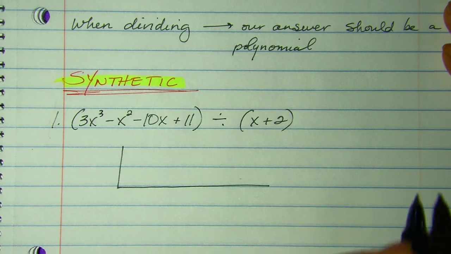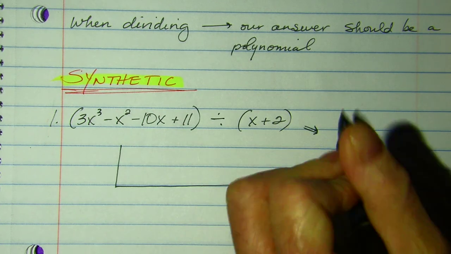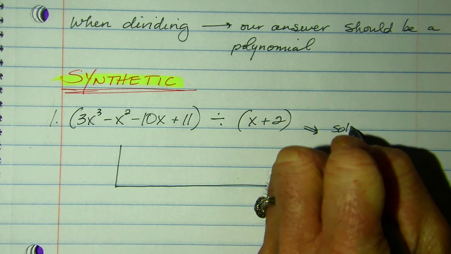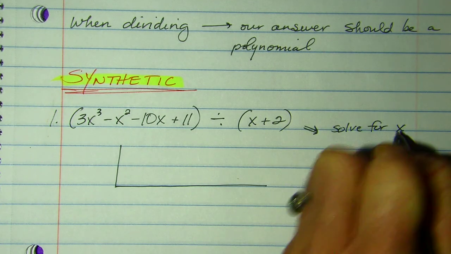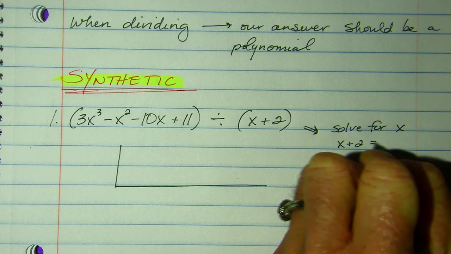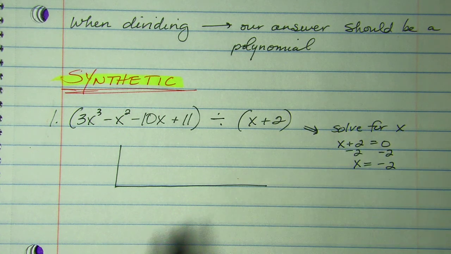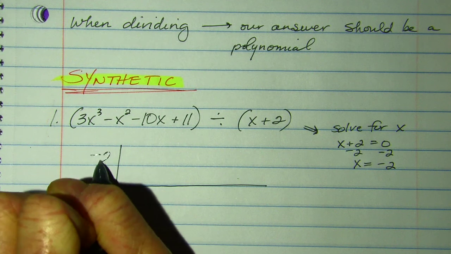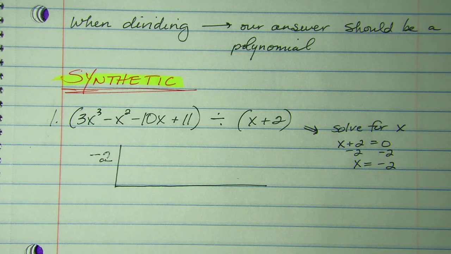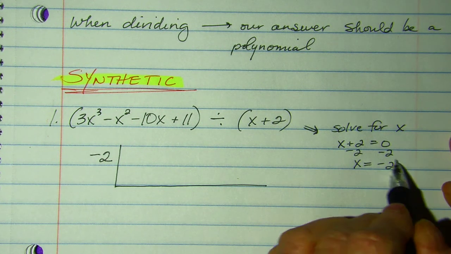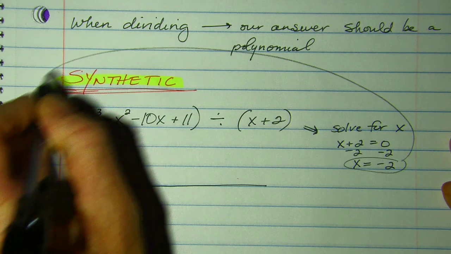Now the first thing I'm going to do is solve for x. So x plus 2 equals 0. So x equals negative 2 because I would have to subtract. And that goes here. Okay, and I'll use my pencil. This right here goes here.